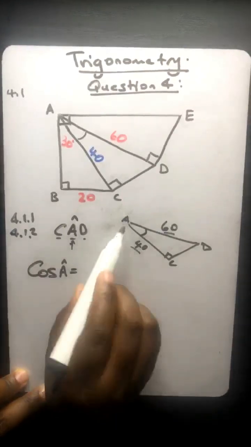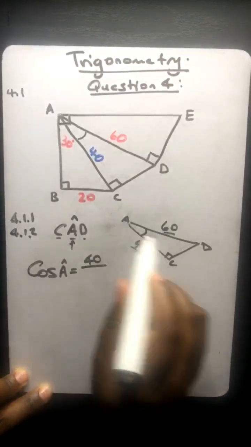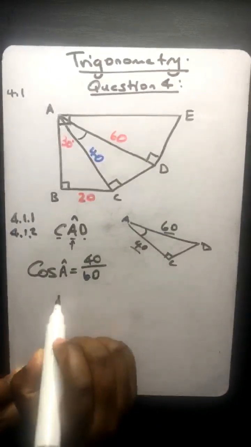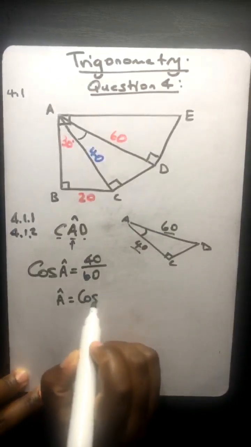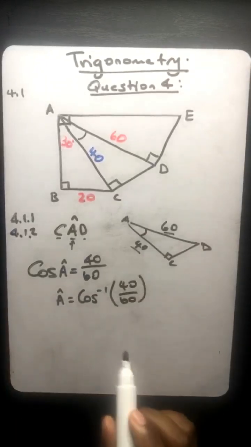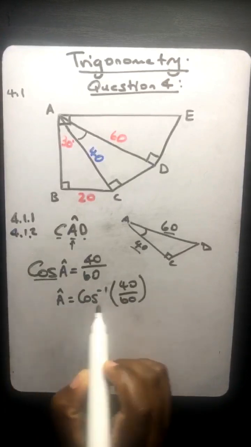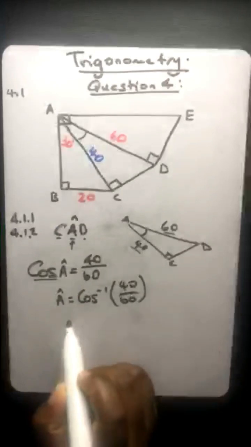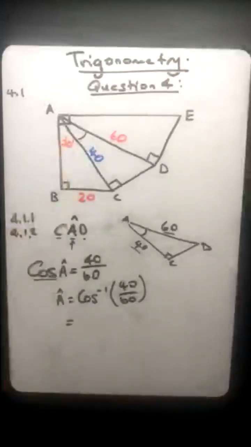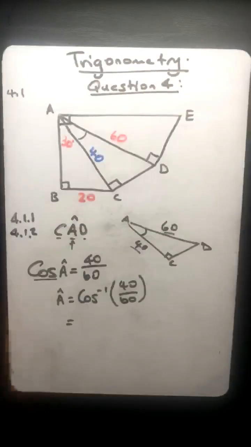So what is adjacent? Maybe let's straight away substitute. Can you see? This is your adjacent being 40 over hypotenuse being 60, meaning angle A is actually equal to the second function of that over that. That's how you actually remove a trig ratio, by doing the arc cos or second function of that ratio. Whatever answer that you get, it means it's your angle over there. So let's quickly check. Second function of cos, 40 over 60, it's equal. This is what I'm getting.